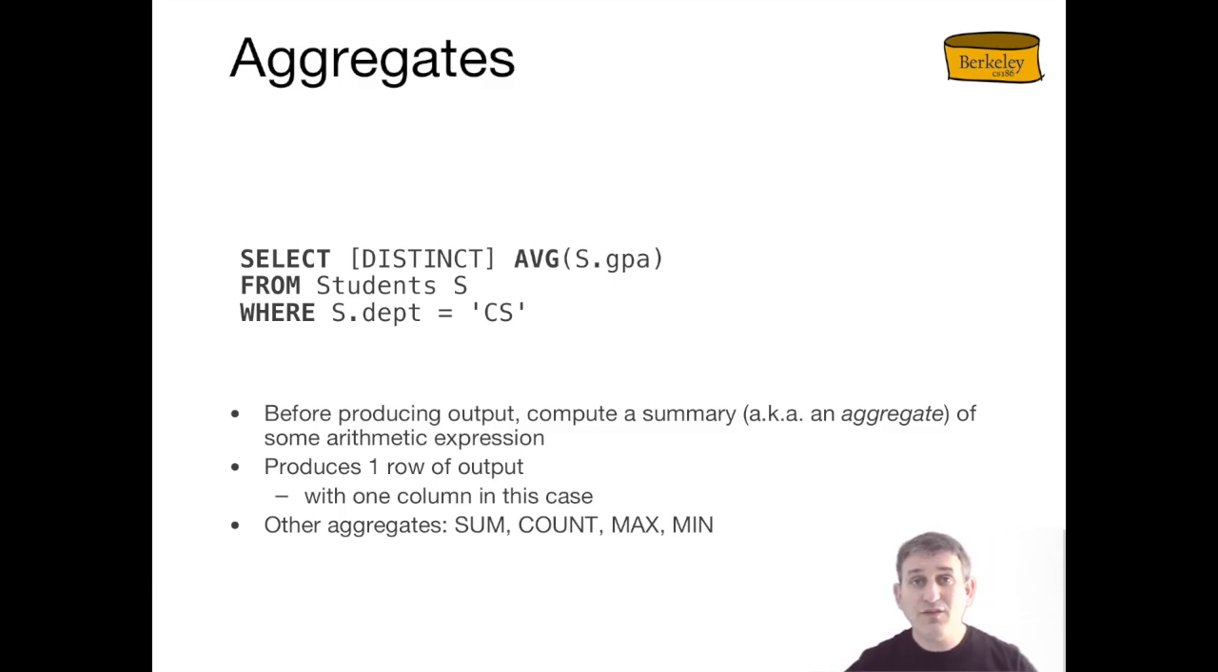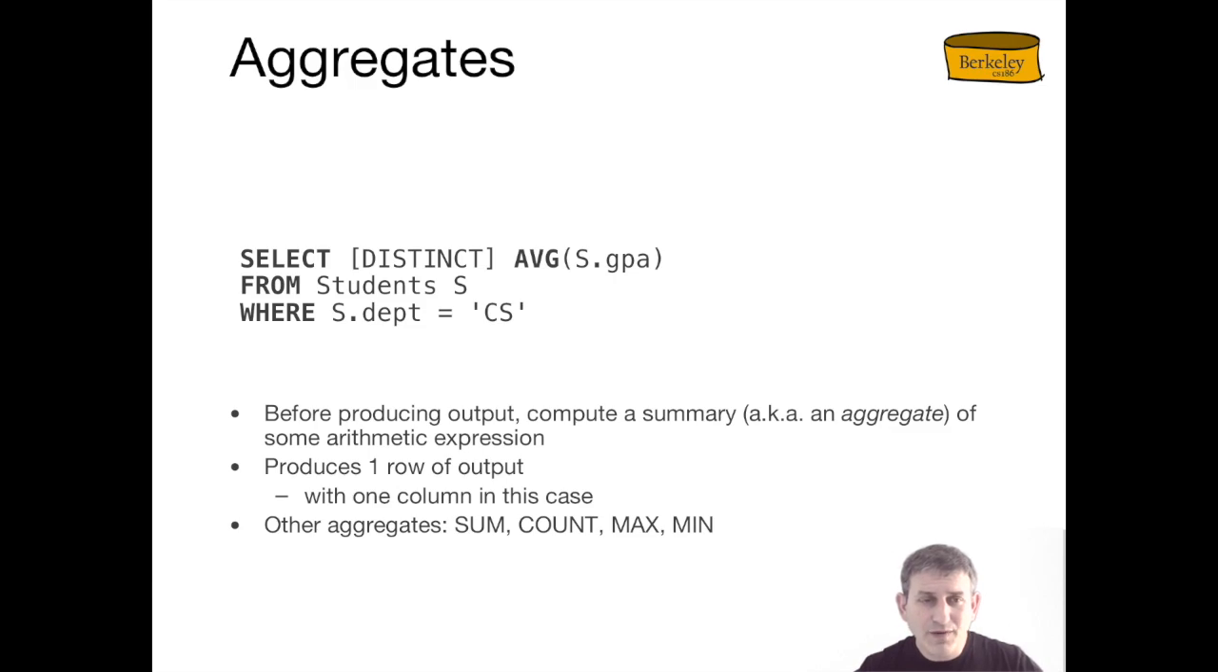A powerful thing you can do in SQL over a single table is to compute an aggregate function of that table. In addition to having regular expressions like column names or arithmetic in the select list, we can also have what are called aggregate functions, which take a batch of tuples, really a batch of values in a column, and compute an aggregate function of that batch of values in the column.